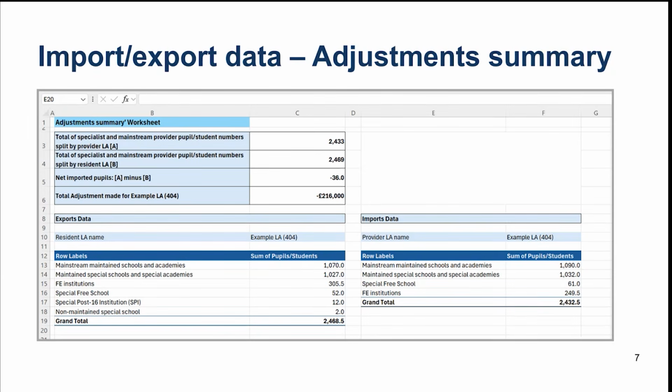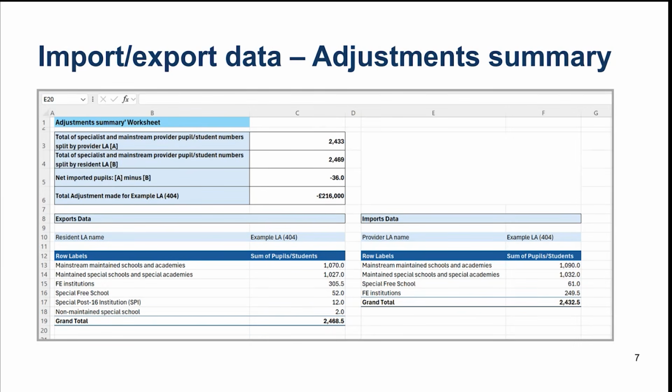Alternatively, if you're unsure, you may want to see the reason for that level of the adjustment and consider the breakdown by provider type. So for example, here we can see the total mainstream schools have more high needs pupils attending schools in their area under the imports, which shows 1,090, than those living in the local authority area. So the exports show 1,070, which gives a net change of plus 20.